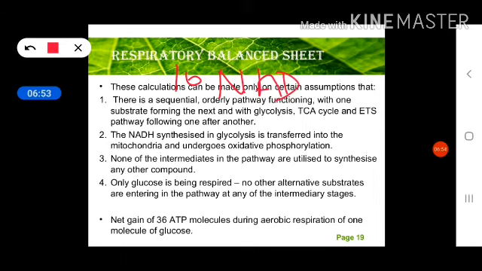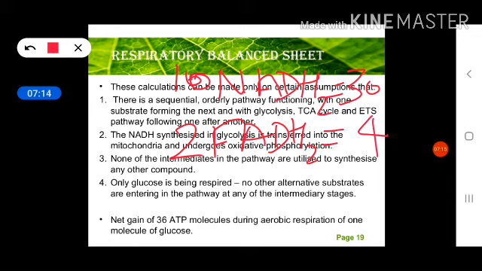mitochondria. In various cells, this transfer of NADH2 from the cytoplasm into the mitochondria follows some pathway, the malate aspartate pathway and the glycerol pathway. Some cells follow one type of pathway, while another type of cells follow a different pathway. In one type of pathway there is utilization of 2 ATP molecules, but in another it is not utilized. So in this way, in some cells we get 38 ATP, while in some cells we get 36 ATP.